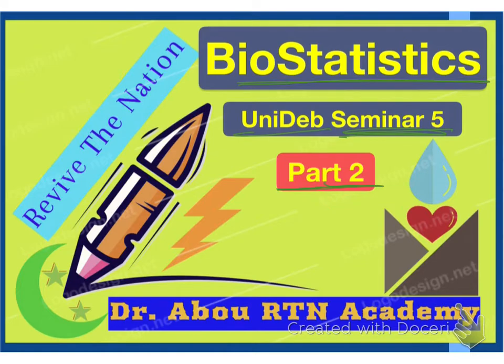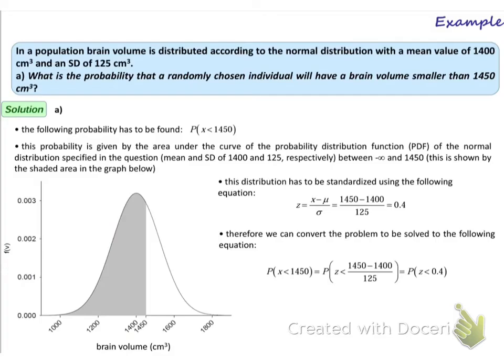So this is a straightforward problem, and it's a good start for the normal distribution. In a population, the brain volume is distributed according to the normal distribution. He did not say standard normal distribution. He said only the normal distribution, which could have any mean and any standard deviation. It is not the standard normal distribution. So it is normal with a mean.